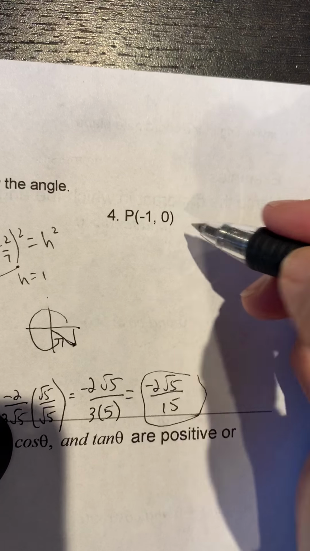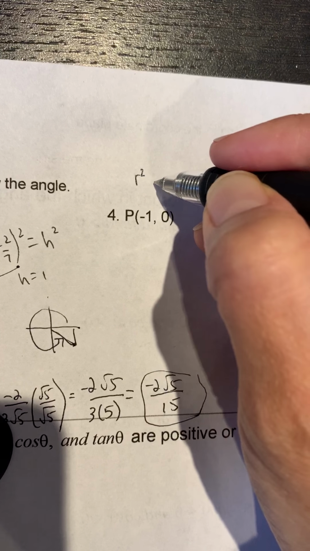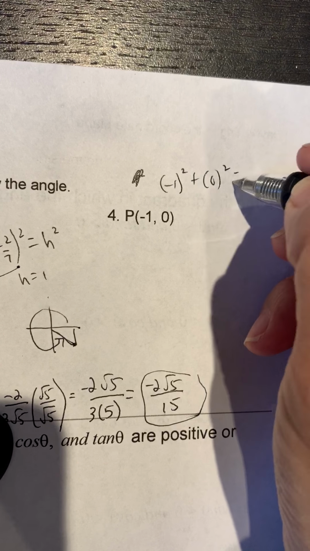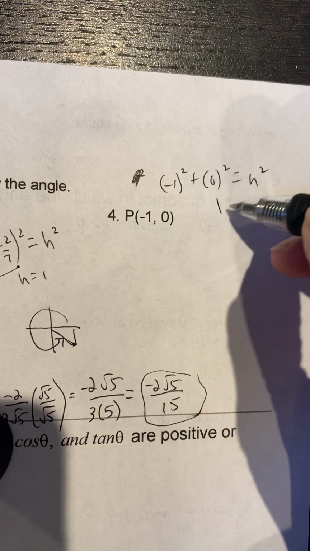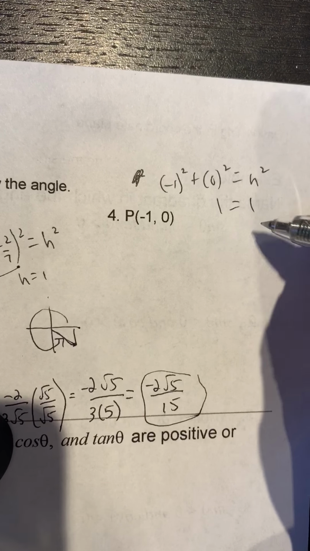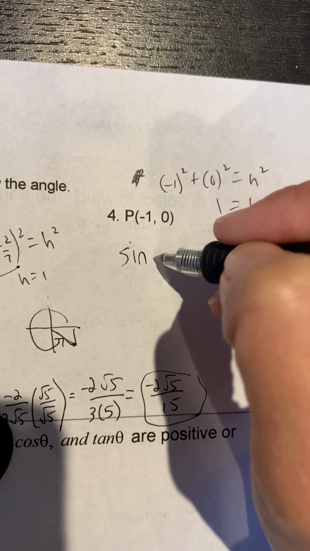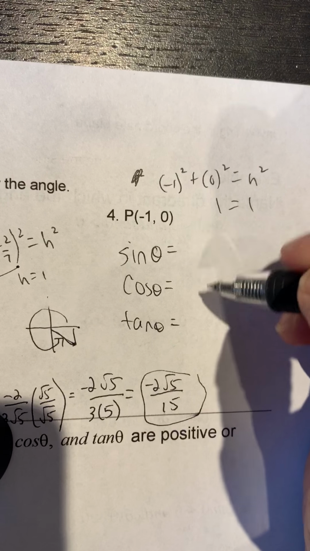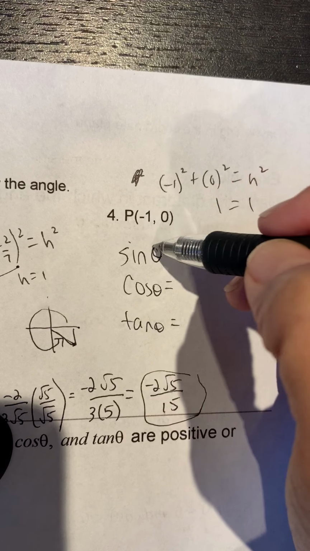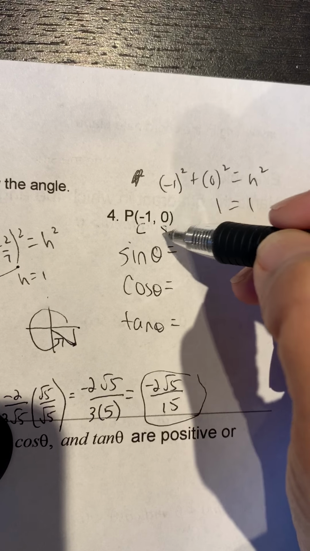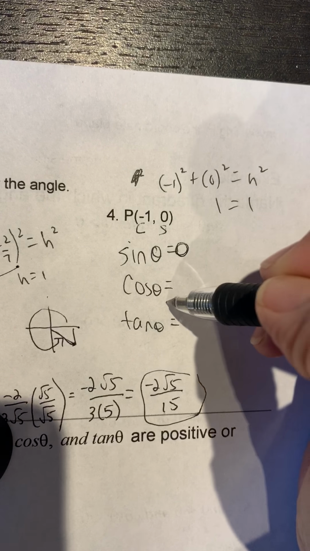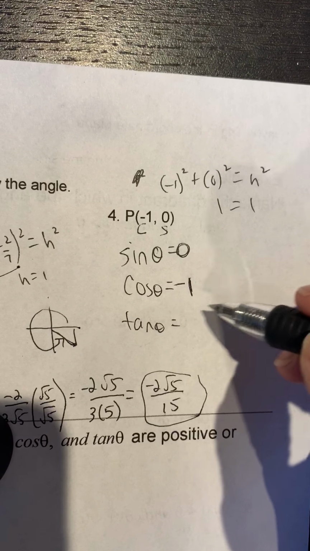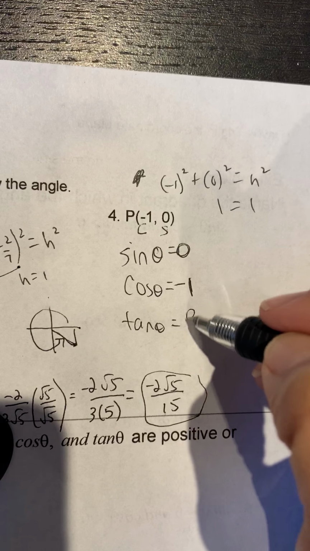You can try and say what the r squared is. Find out what the hypotenuse is. You can go negative 1 squared plus 0 squared to get h squared, and you're going to find that this is 1 equals 1. So yeah, the radius is 1. So this is fine. So the sine of theta, the cosine of theta, the tan of theta. What's the sine of theta? Well, the sine of theta is going to be 0. What's the cosine of theta? Negative 1. What's the tan of theta? Tan of theta is sine over cos, so it's 0 over negative 1.